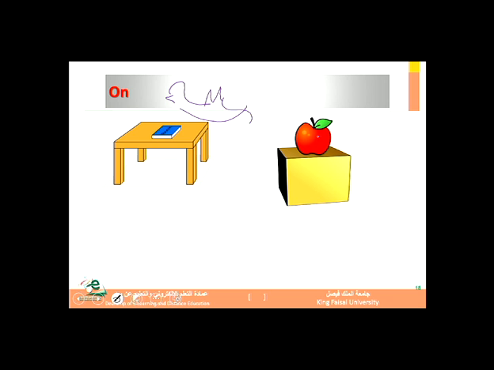Similarly, the apple is on the box. Why? There is nothing separating them. The surface of the apple is touching the surface of this box. And this is where we use the preposition on. If we have a balloon here, for example, you cannot say the balloon is on the box. The balloon is over the box, because there is something in between. They are not really touching each other.